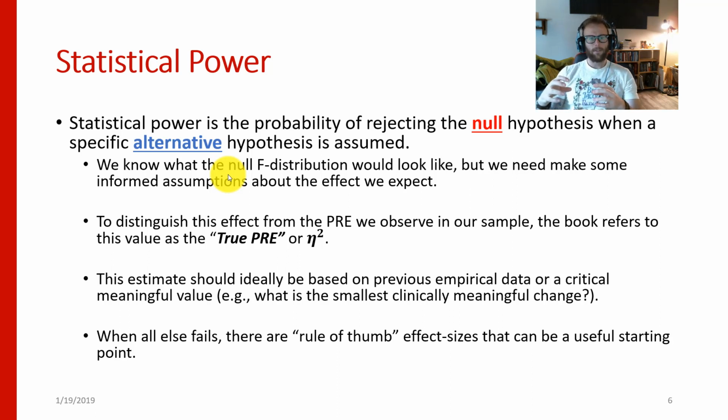And in order to do that, we have to make some sort of estimate about what we think the effect is that we're studying. So we make an estimate about the true proportional reduction in error, or what the book refers to as eta squared. Right, and that's to separate it from the actual PRE that we calculate, or the R squared that we calculate when we observe it in our sample. So this estimate should ideally be based on empirical data or some sort of clinically meaningful value, right? So I should be able to make some estimate of what I think the true effect size is based on studies that have been done before, or what the minimal important value is for my research question, right?